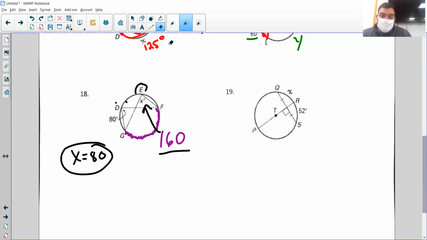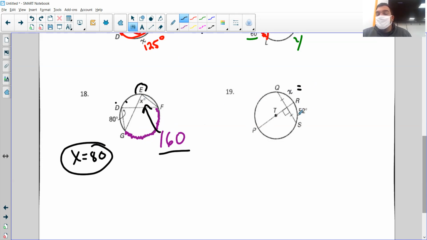This is not so hard. Last one. This is not the last one, next one. Wait, I thought this X equals 160. What? No. This arc equals 160, so this cuts in half, becomes 80.